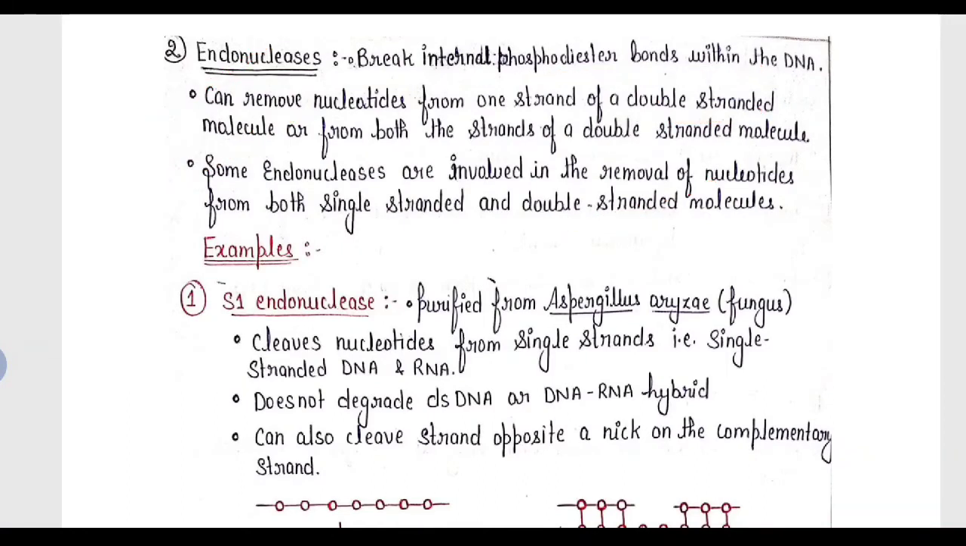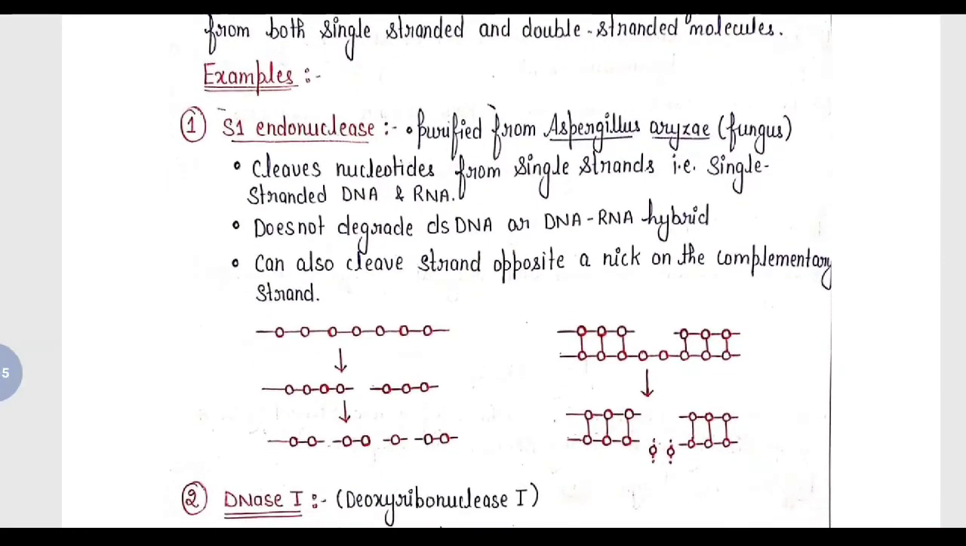So here are some examples. The first example is the S1 endonuclease. It can be purified from a fungus, Aspergillus oryzae. It is going to cleave the nucleotides from single strands, that is single-stranded DNA or RNA. So it is only going to act on the single strands.